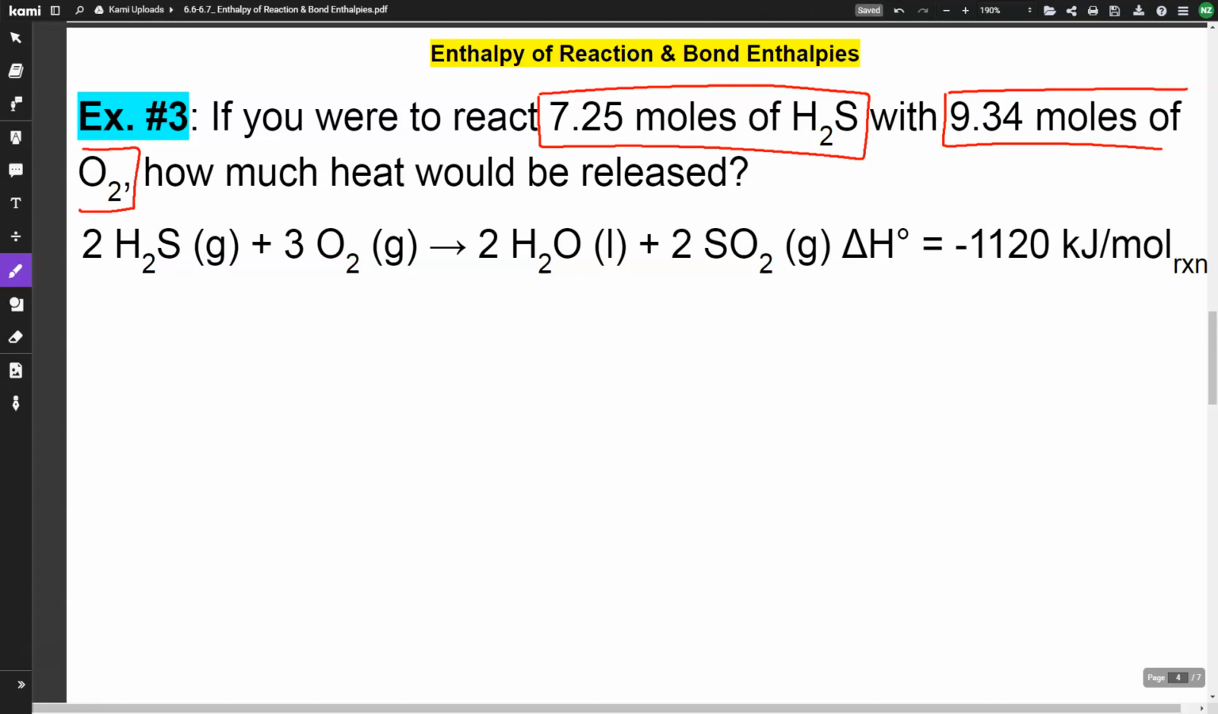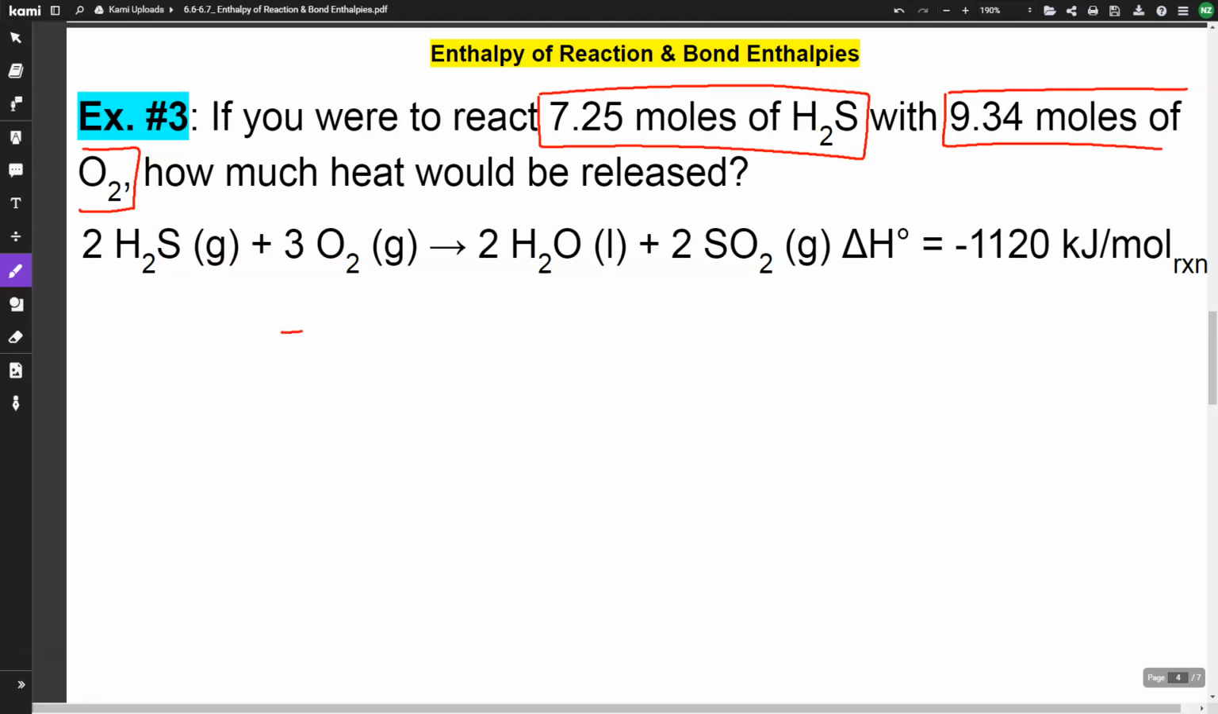Since it's giving us 2 different mole values, we're going to do what we do with stoichiometry, and we need to find our limiting reactant here. Obviously, we're only going to be producing as much as our limiting reactant allows us to do. So we're going to approach this just like we did our first example.